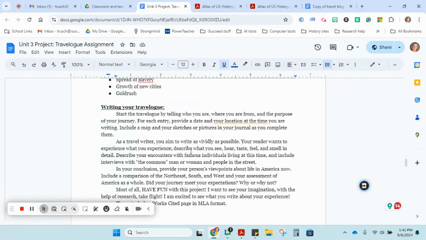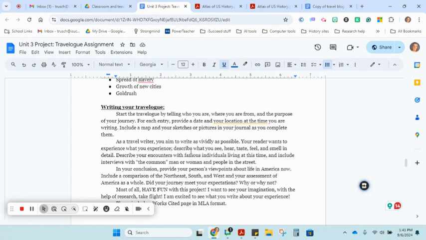And then remember that your aim is to write as vividly as possible, okay? So make it so that I really feel like I'm there, okay? In your conclusion, provide your person's viewpoint on life in America now. Include a comparison of the North, South, and West. Did your journey meet your expectations? Why or why not? What have you learned? All of that kind of stuff.